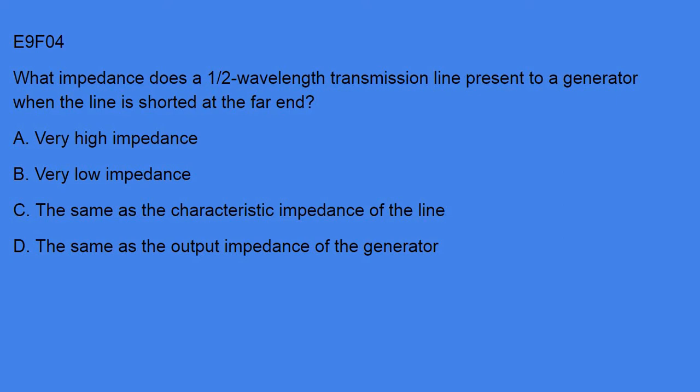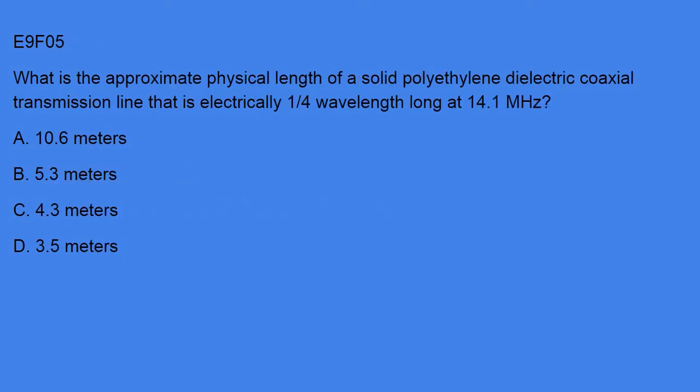E9F04, what impedance does a half-wave length transmission line present to a generator when the line is shorted at the far end? Very low impedance. E9F05, what is the approximate physical length of a solid polyethylene dielectric coaxial transmission line that is electrically quarter wave length long at 14.1 megahertz? 3.5 meters.